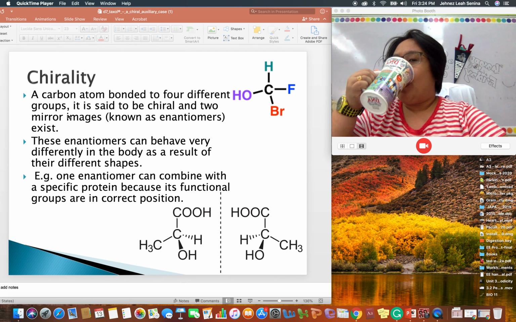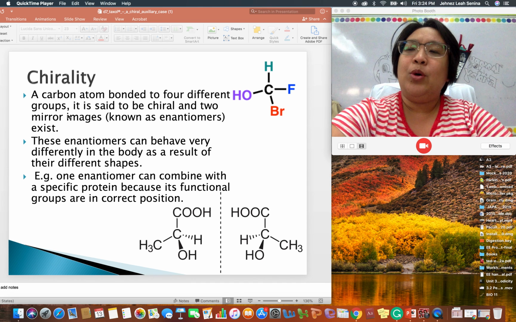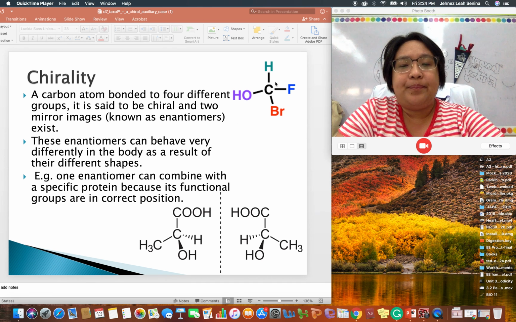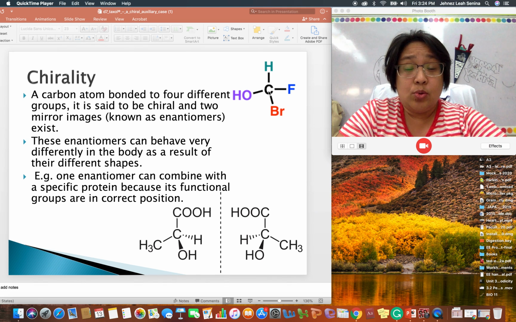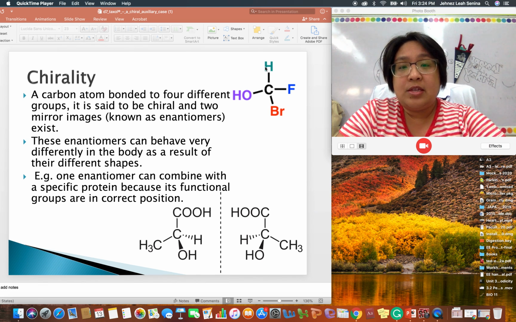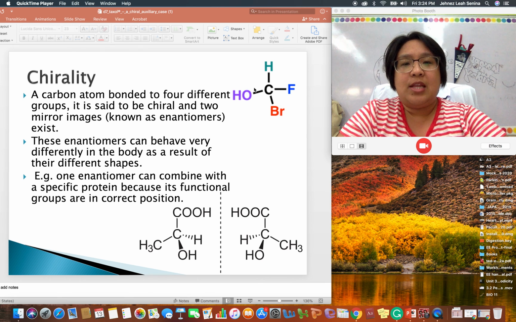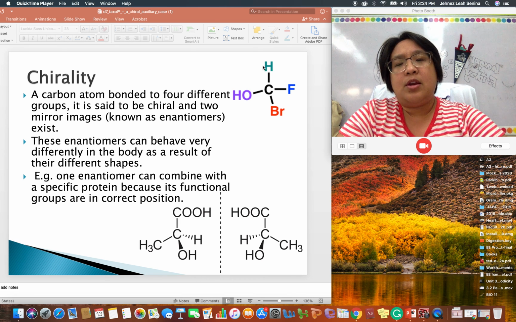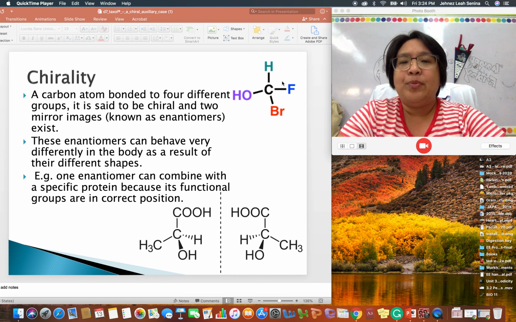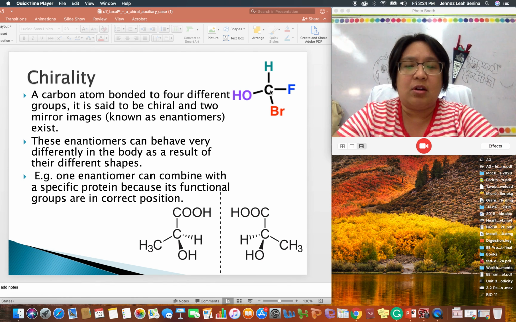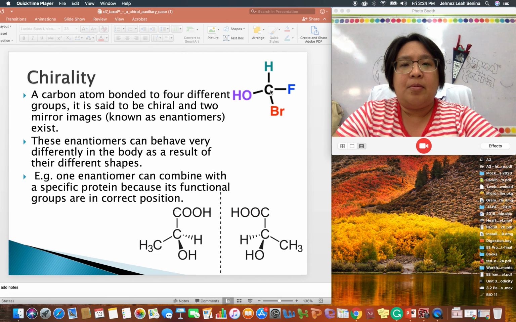So what is chirality? If a carbon atom is attached to four different groups, in this example hydrogen, bromine, hydroxide, and fluorine, then this molecule shows chirality because it has a chiral carbon, or a chiral center. Right here, this carbon is connected to four different groups. Molecules that have a chiral center, or that are said to be chiral, exist in two different isomers. We call them enantiomers.